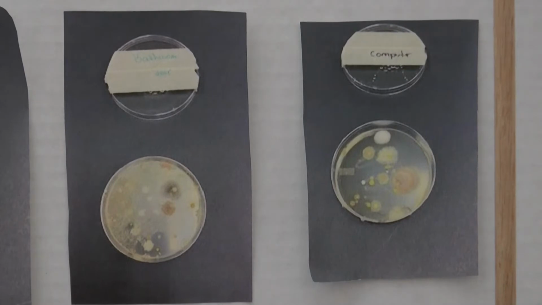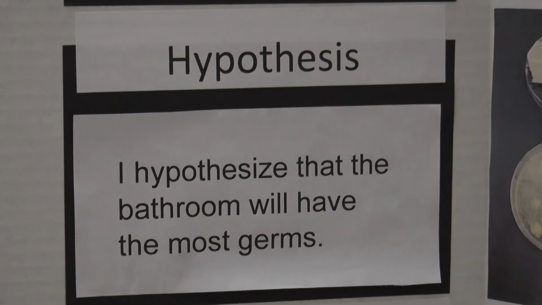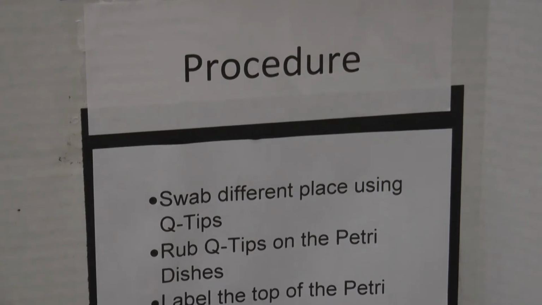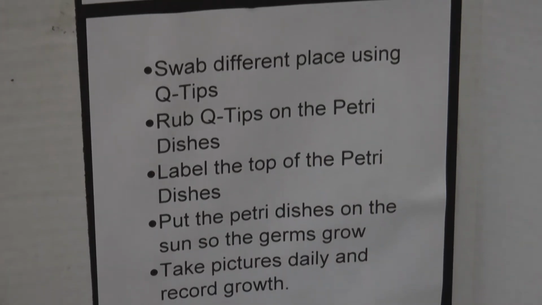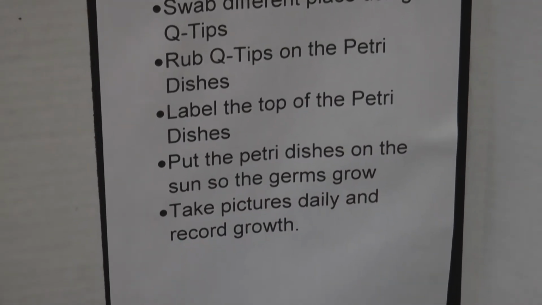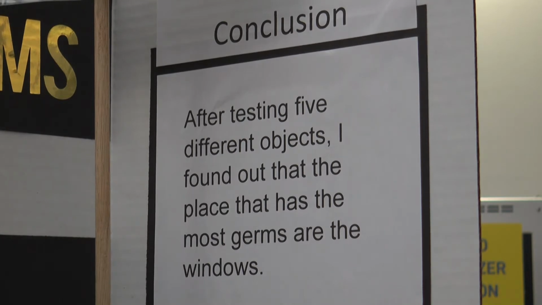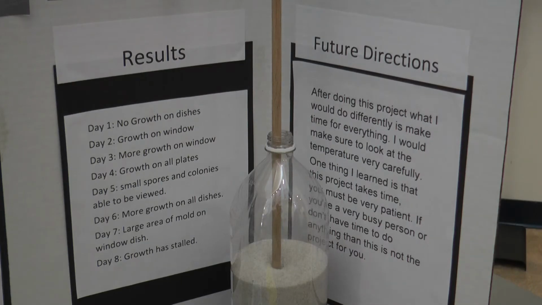Because when you think about it, I would think it would be a desk or a bathroom or anything but a window. But when I swabbed it, the place that had the most germs was actually the window. It first started with little spots, and then a lot of mold and smell came out of it. The smelliest one, I would have to say, is the school desk. It was really smelly and nasty, but my hypothesis wasn't really wrong, because a hypothesis is really an educated guess. It was just a little off because it was the window.